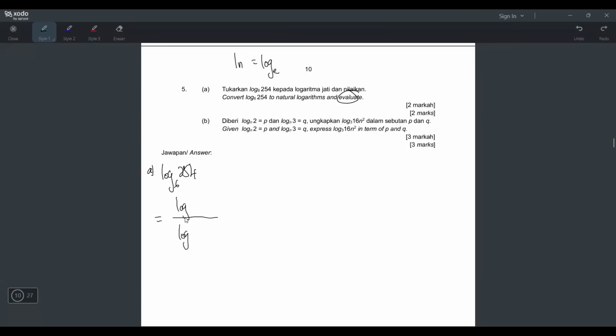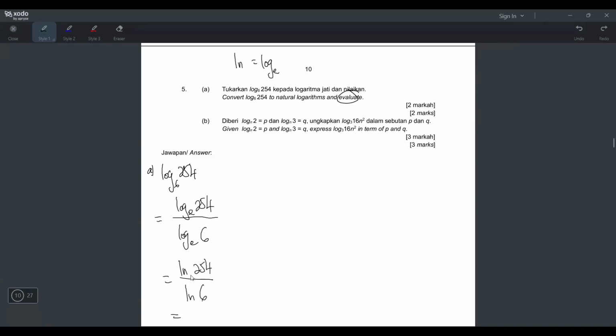And do you remember how to change log base? The formula is you first write the log's number 254 on top, and then the log base 6 you write at the bottom, and then for the base you can write anything, just make sure you write the same base for top and bottom. But since now they already said they want to change to natural log, so you use base e, right? And after you change to log base e, I told you it is ln, right? So it means that this is natural log 254 divided by natural log 6.